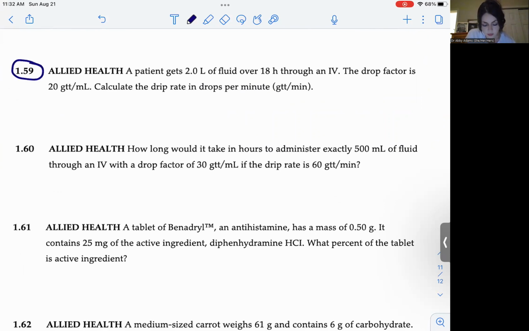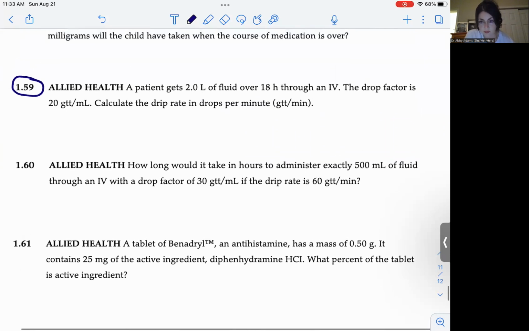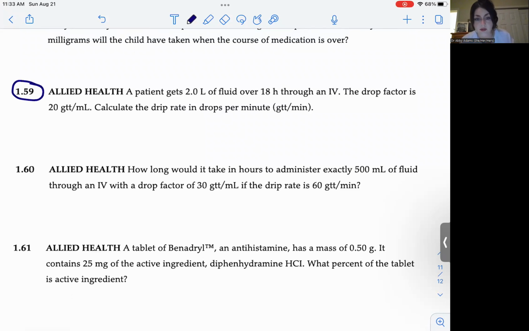1.59, an applied question. A patient gets 2.0 liters of fluid over 18 hours through an IV. Okay, so remember we talked about drop factors. The drop factor, you have to think about drip rates. The drop factor is 20 gutta per mil. Calculate the drip rate in drops per minute. Okay, gutta per minute, or drops per minute, if you want to think of it that way.